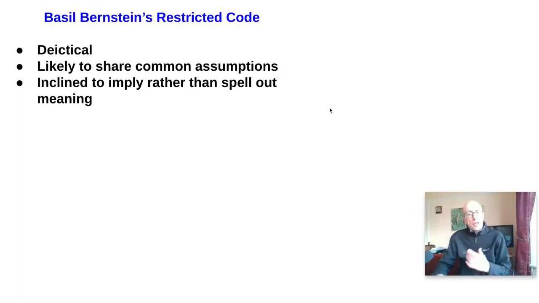Okay, so if we're thinking about restricted code, this kind of working class language that Basil Bernstein is seeing, then it's deictical, i.e. it tends to be context dependent. It's likely to share all sorts of common assumptions, i.e. it's going to have a vast amount of meaning in only a few words. So you're going to get quite a complex set of connotations where you've got implicature, where meanings are implied rather than being spelled out.